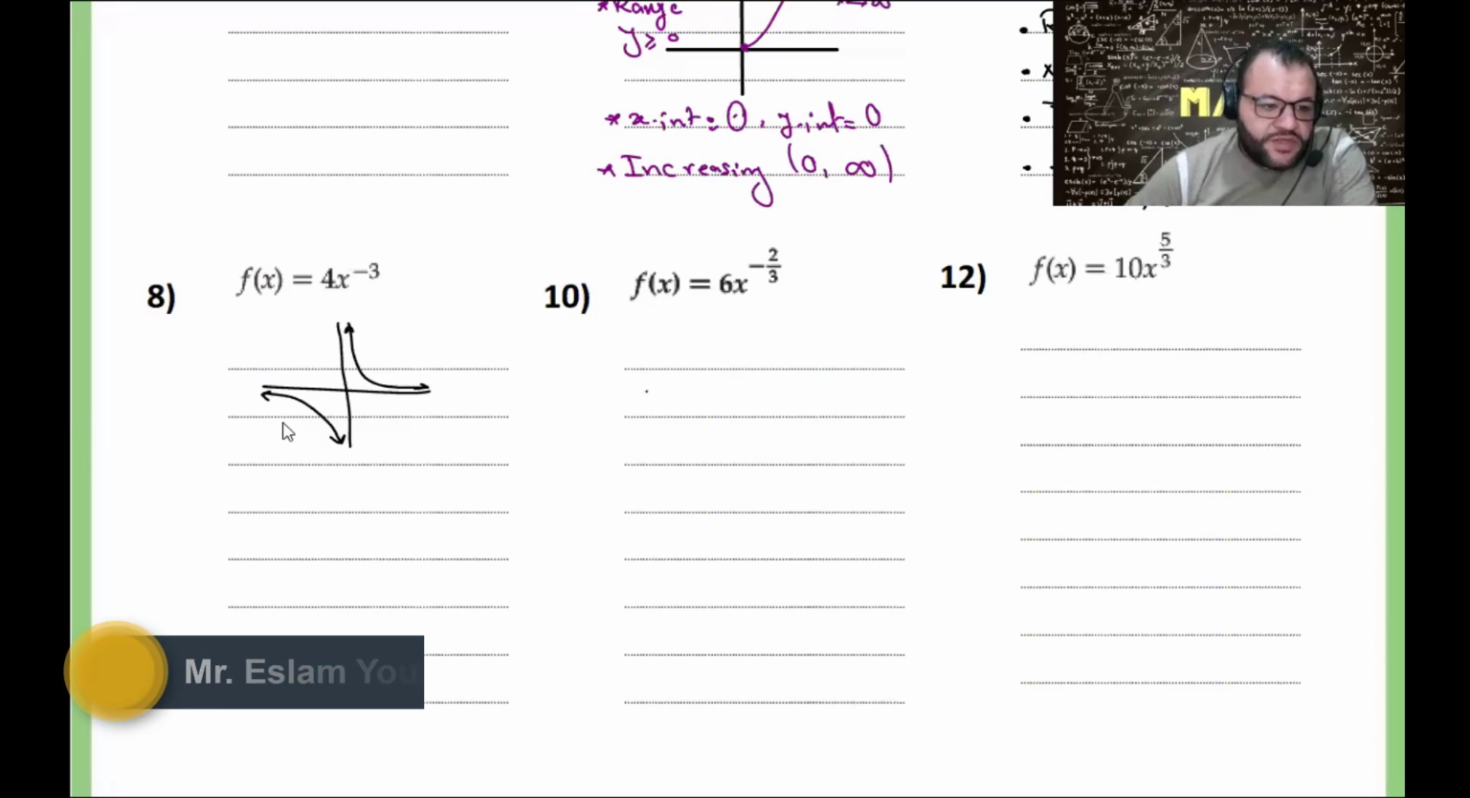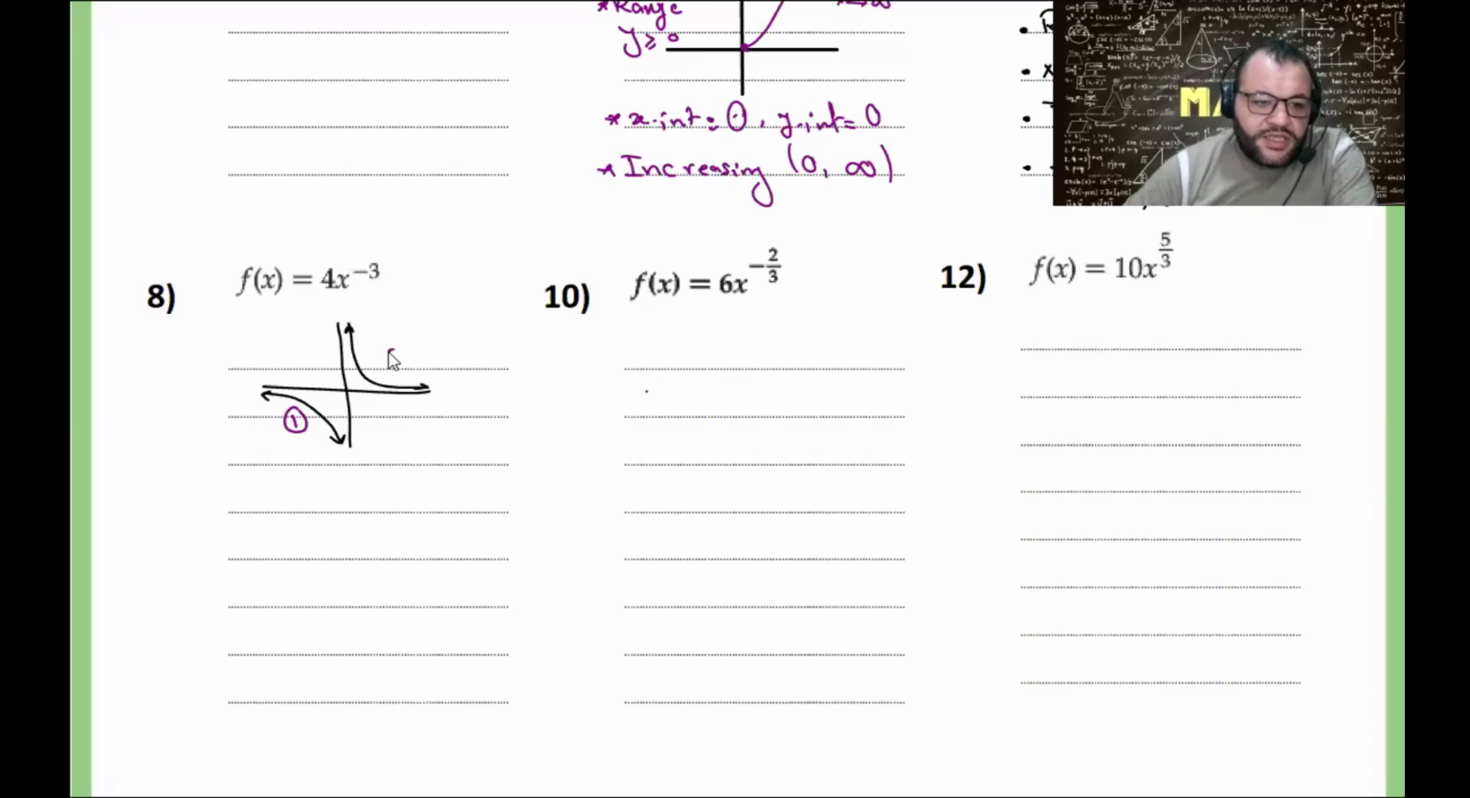How many graphs do we have? We have 2 graphs. That's graph number 1 and that's graph number 2. For graph number 1, there are 2 end behaviors, the first one and the second one. For graph number 2, there are also 2 end behaviors. So for any graph, if you want to find the end behavior, you have to read from the left and from the right. So the first one is a limit, and the second one is a limit.